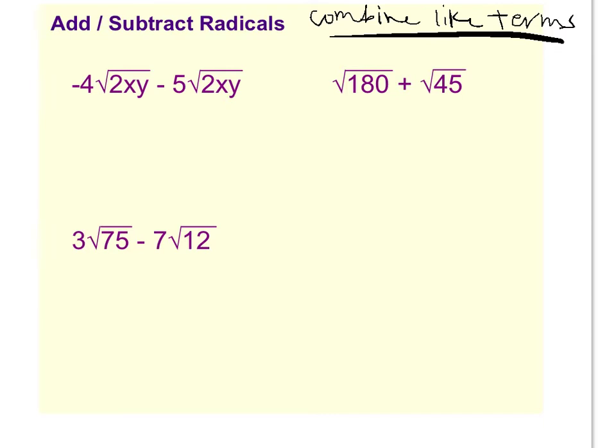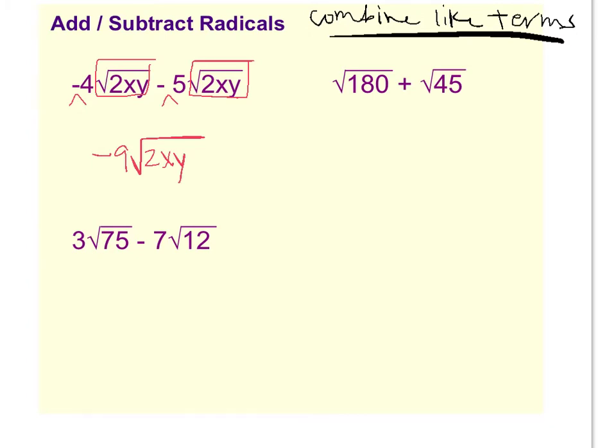So what you do is you look at this first example. We have negative 4 square root of 2xy minus 5 square root of 2xy. If you notice, look at the square root to see if they're the same. If they are the same, then these are like terms. So we have the square root of 2xy, the square root of 2xy. They are like terms. So when you combine them, you're just looking at these coefficients out front and doing the math on that. We have negative 4 minus 5. Negative 4 minus 5 is negative 9. And that square root stays exactly the same.